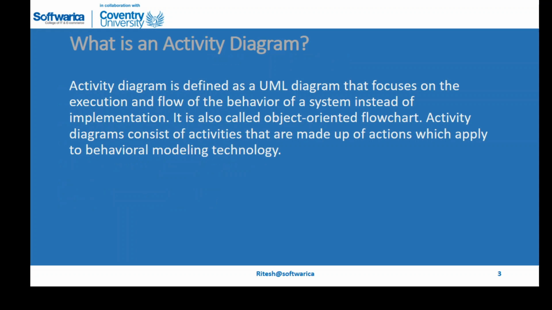What is an activity diagram? An activity diagram is defined as a UML diagram that focuses on the execution and flow of behavior of the system in a state of implementation. It is also called an object-oriented flowchart. So an activity diagram consists of activities that are made up of actions, which apply to behavior modeling technology.